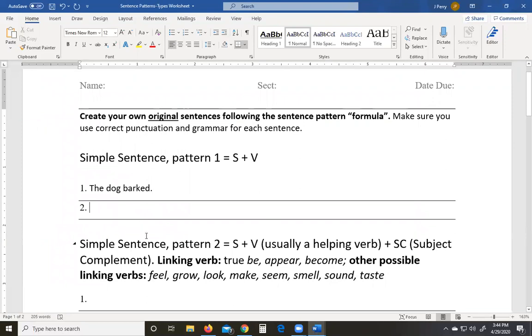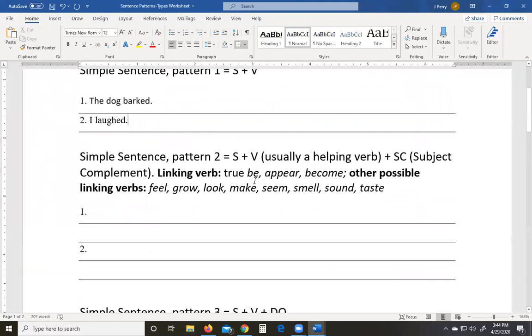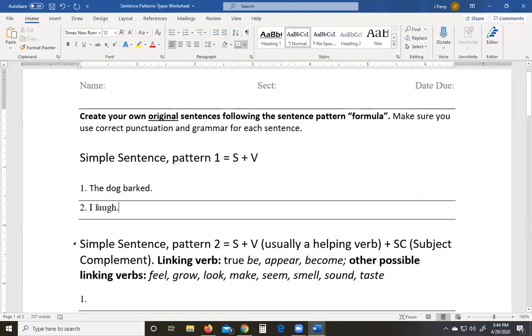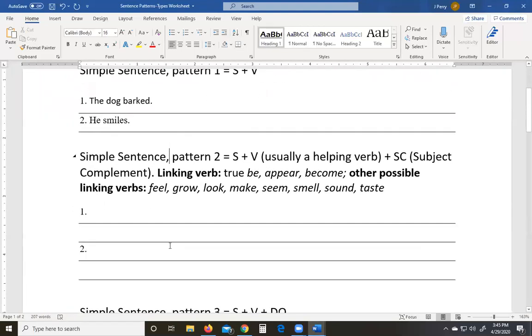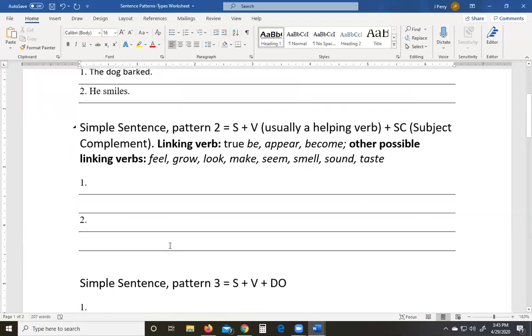Okay, so the dog barked, I laughed. I'm writing a little story there. So simple sentence pattern number 1 is really easy. Now, I could make it present tense, I laugh, or future tense. I'll allow that, I will laugh. But it's better to just kind of keep it simple and either do past tense or present tense. He smiles. Nothing more. That's all I'm looking for. You give me a subject and a verb, you've got your sentence.